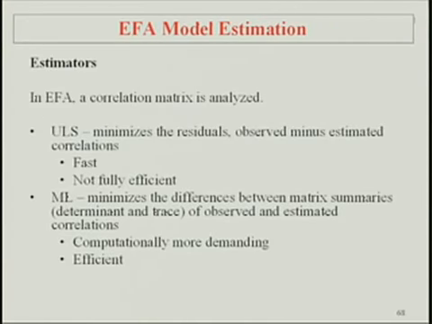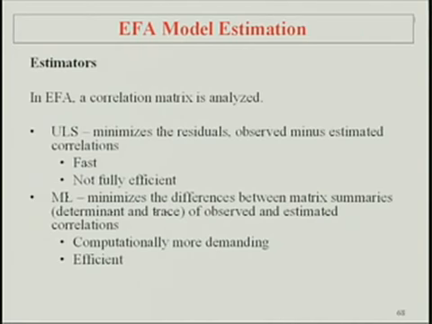Okay, and just some background now. In EFA, we analyze a correlation matrix. And that's not to say that we couldn't analyze a covariance matrix, but traditionally, that's how it started. And that continues today. We have a couple of estimators available, ULS, unweighted least squares, and it minimizes the residuals, the observed minus estimated correlations.